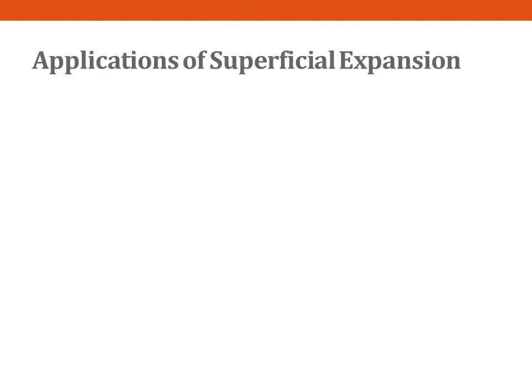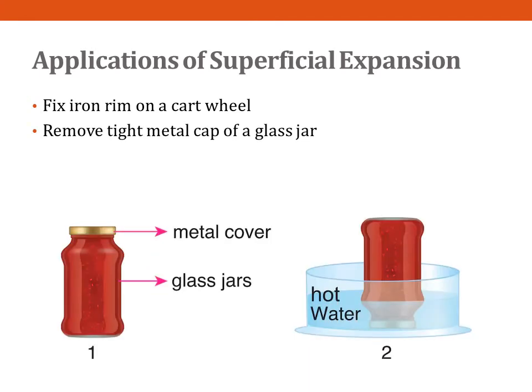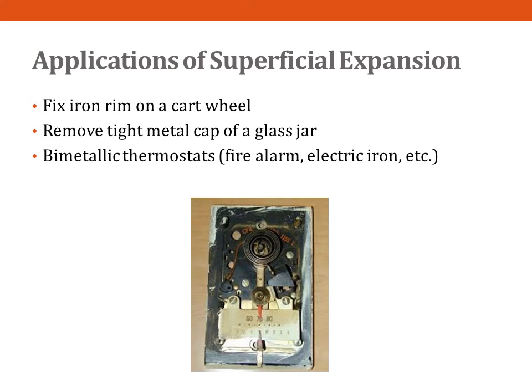Now for some applications of superficial expansion. 1. Fix an iron rim on a cartwheel. 2. Remove the tight metal cap of a glass jar. And thirdly, bimetallic thermostats as in a fire alarm, electric iron or water heaters.